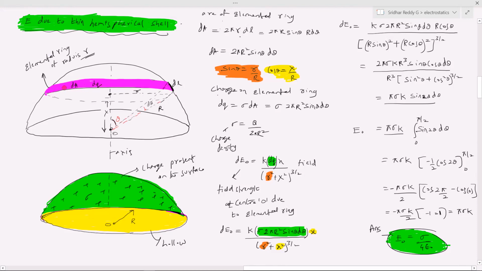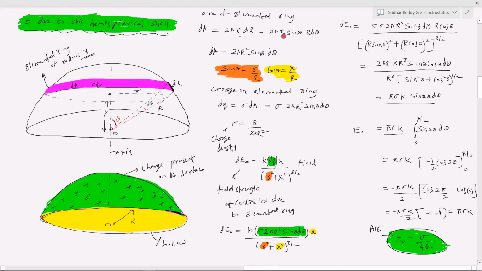So what is dA? How do you define the surface area of this elemental ring? Area of elemental ring: dA is equal to 2 pi r, the circumference length, into the width, which will be dl. So from the diagram, what is sine theta? Small r by capital R. Sine theta is opposite by hypotenuse, small r by capital R.